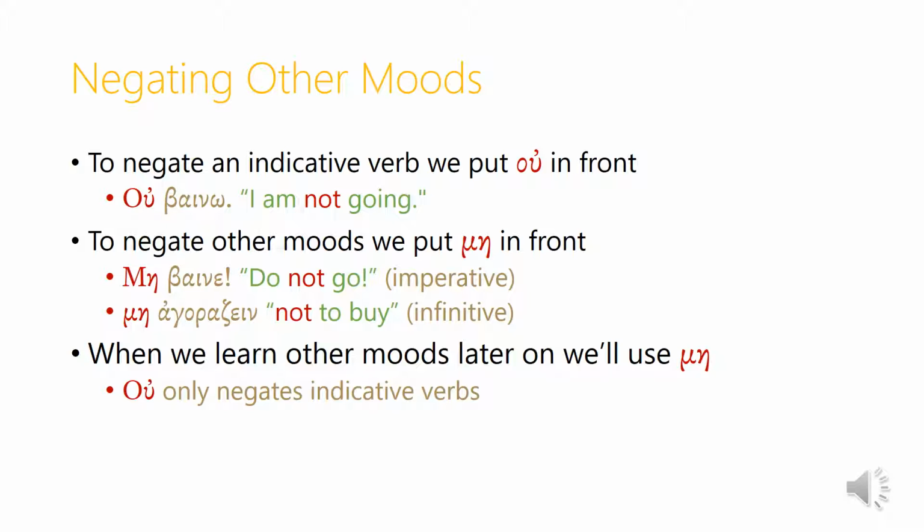And if I'm talking about shopping and I decide not to buy something, not to buy, negating the infinitive agoradzein, would just be me agoradzein. And when we learn other moods, like participles later on, for those too we'll use me instead of ou, which in fact only negates indicative verbs. So once we get into more and more of these other verb forms, you'll see more and more of me. But ou is still quite common.